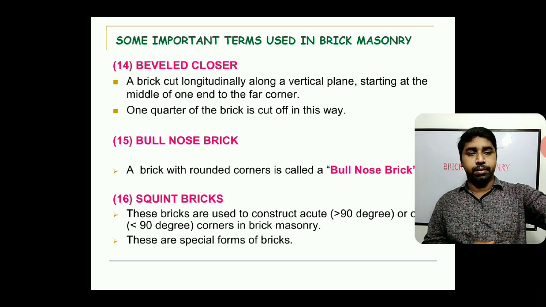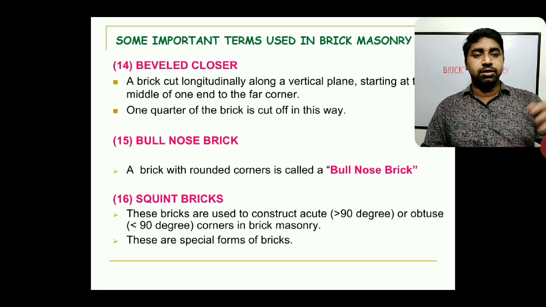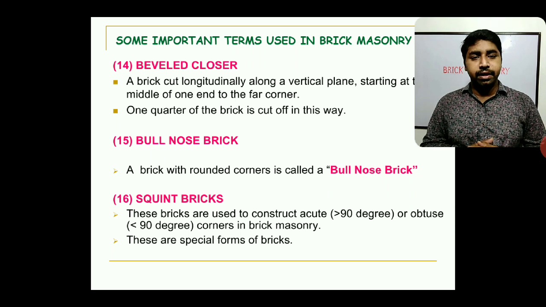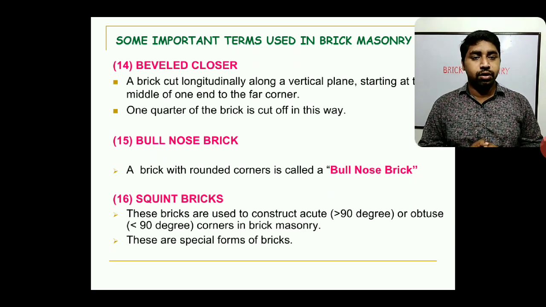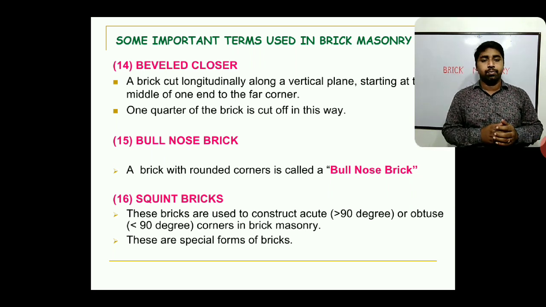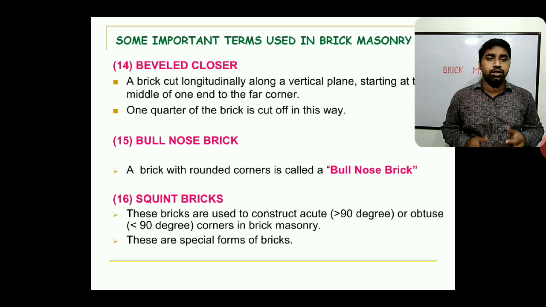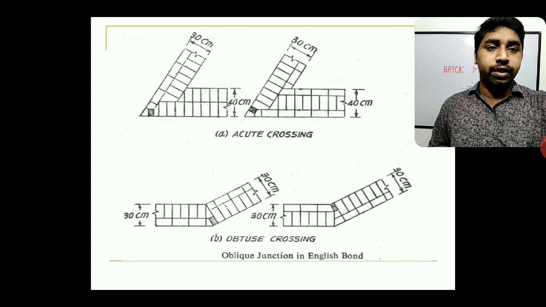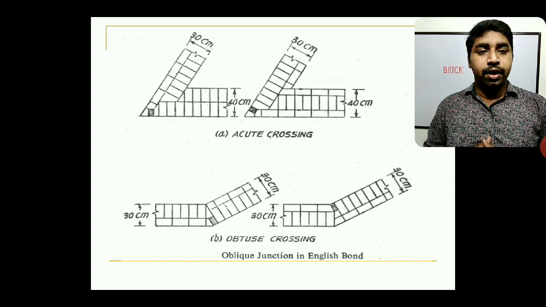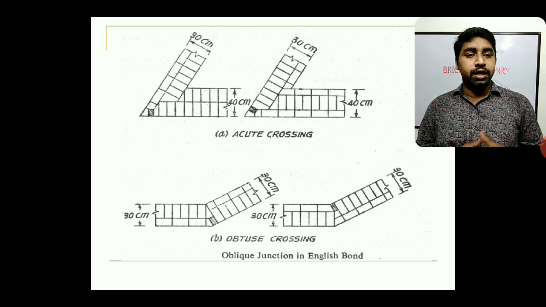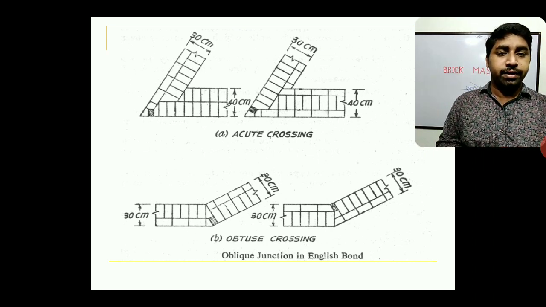Next, bull nose brick. Bull nose brick means a brick which is having rounded corners. Squint bricks are bricks which are used to construct acute or obtuse corners in brick masonry. So if acute or obtuse corners are required, then we'll be using squint bricks. Here you can see this is the acute crossing and the second one is the obtuse crossing. So in those areas we'll be using these squint bricks.